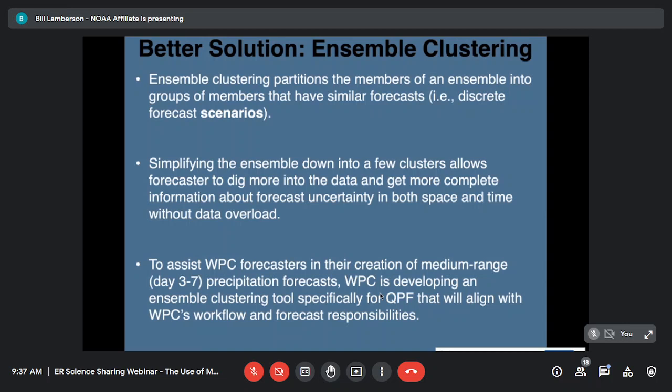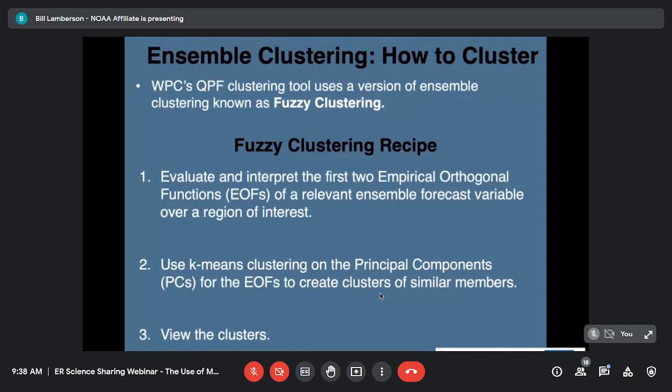So to assist WPC forecasters in their creation of medium range day 3 to 7 precipitation forecasts, WPC is developing an ensemble clustering tool specifically for QPF that will align with WPC's workflow and forecast responsibilities. So ensemble clustering, how do you go about doing that?